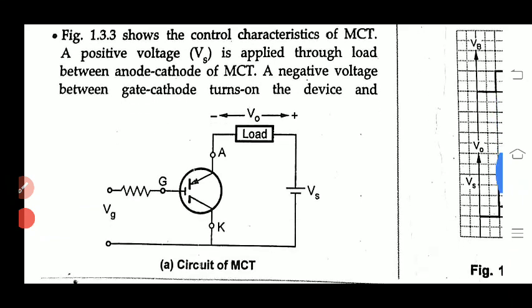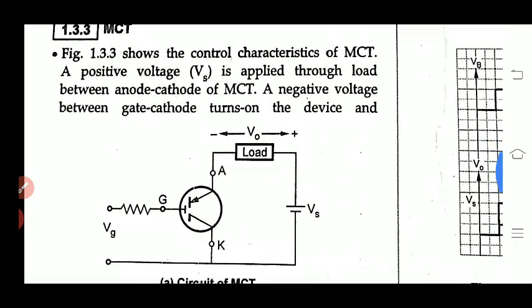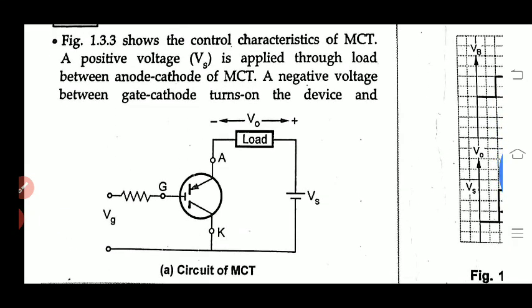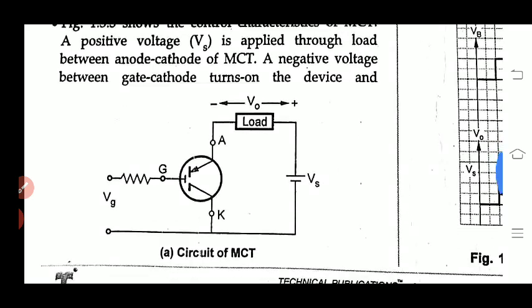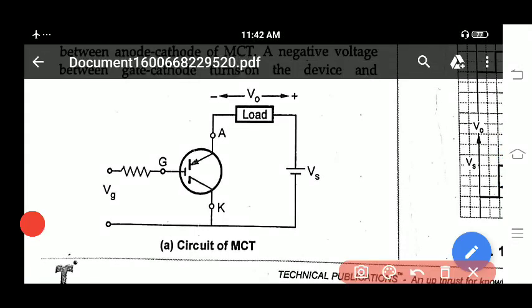Next, we can have MCT, MOS control thyristor. Here you can see that this is also connected similar to SCR. Now, in order to make this MCT on, you will apply gate voltage Vg. When you make this MCT on by applying Vg positive voltage, then current starts to flow from anode terminal to cathode terminal like this.